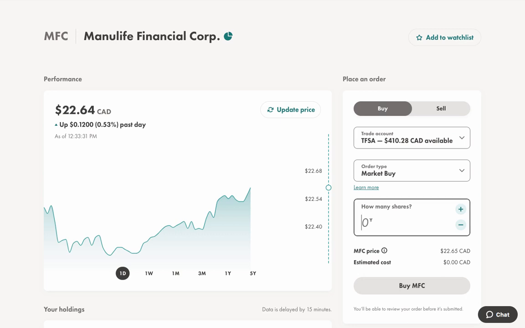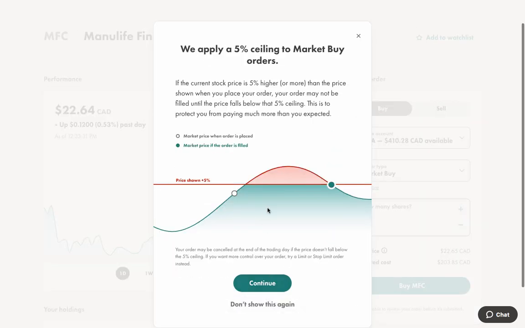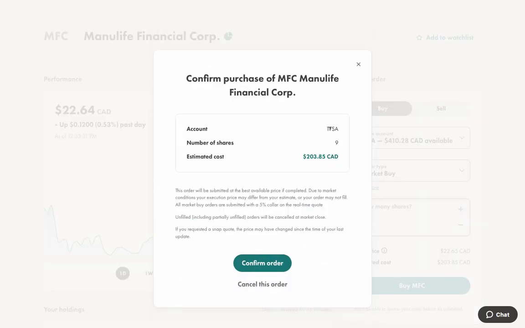So I want to put in around $200 at these. So they're $22.64, so maybe like 8, or let's see if I can get 9. How much would that be? $203? Yeah, I think that's cool. I'll go with that. I'm going to buy these using a market order, and I'm going to put them into my tax-free savings account, so that's cool. I'm going to confirm the order.